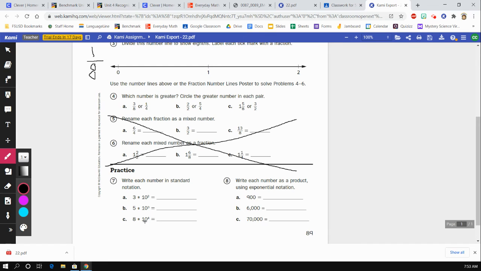And for this one too, 10 to the fourth, that's 10 times 10 times 10 times 10, or a 1 with 4 zeros. That's 10,000, 8 times 10,000. And this one says, write each number as a product using exponential notation. So that's this. You're like reversing it back. So what equation could you do that would equal 900 if you're using exponential notation, these 10 to the second or 10 to the third, whatever the problem requires.